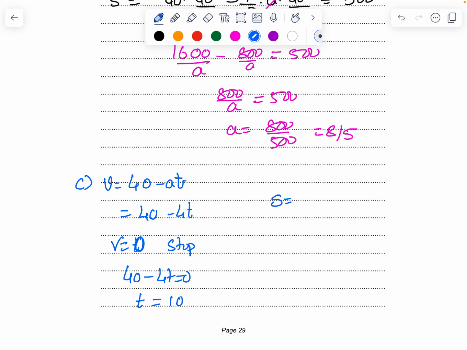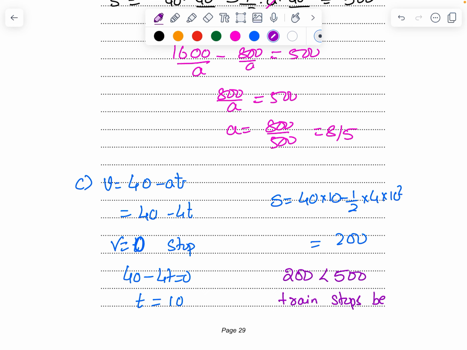What is the distance it travels in 10 seconds? 40t - half a t square, which is going to be 200. But actually the distance is 500. So 200 is less than 500. So therefore the train stops before the station.